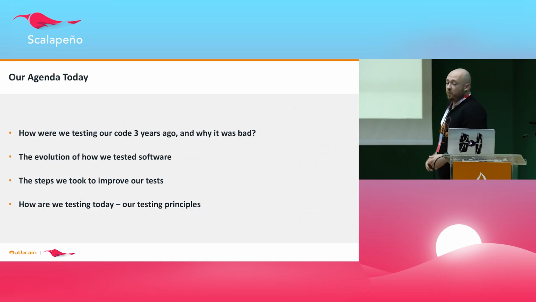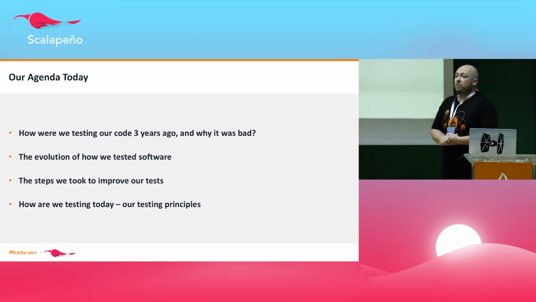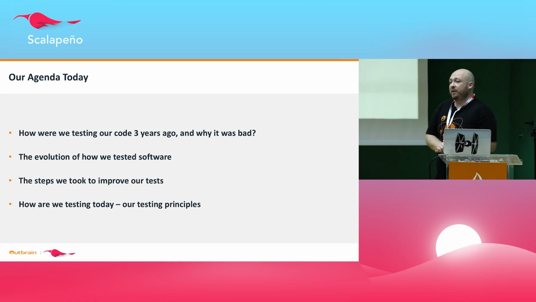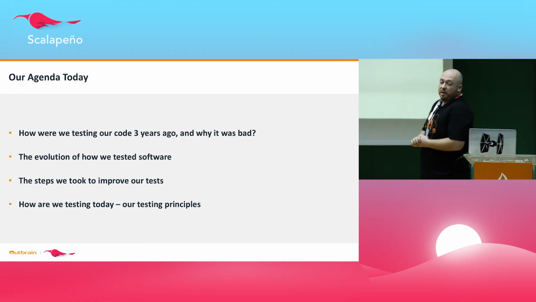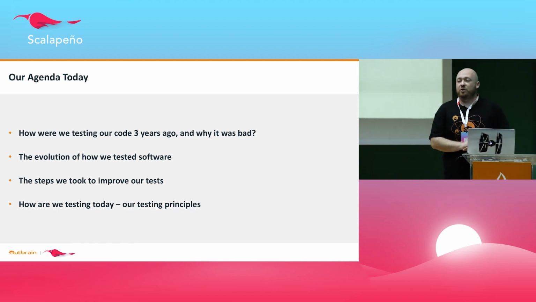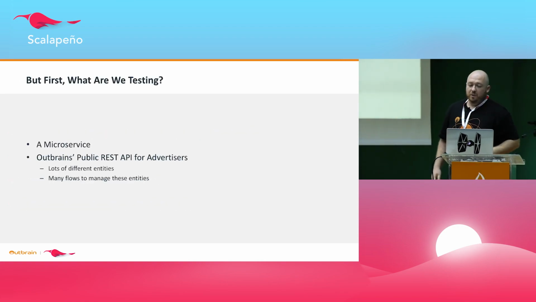Our agenda today. We're going to talk about how we were testing code 3 years ago at Outbrain, why it became obsolete, and the measures we took and the set of tools we've built to tackle these issues, and how we leverage test isolation to solve our problems. But first, what are we testing?